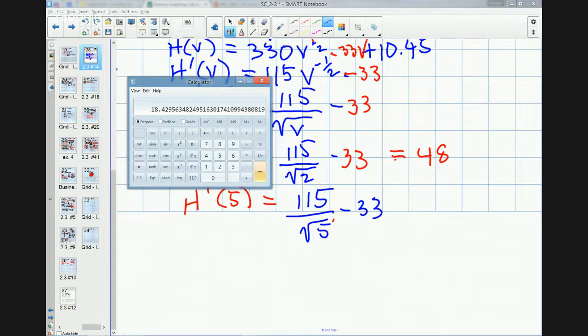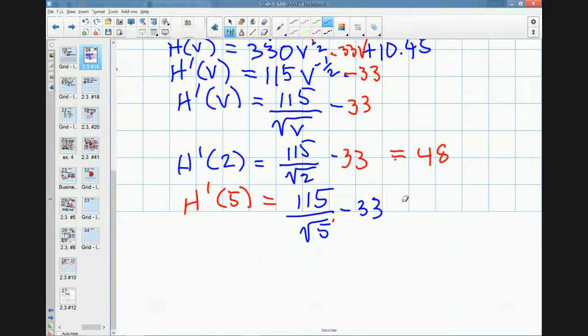And this time we get what? 18.4. So obviously it's warmer here, and by the way, these are Celsius. They're bigger. So when it's 2 degrees, you're losing 48 kilocalories per hour. When it's 5 degrees Celsius out, the body loses 18.4 kilocalories.